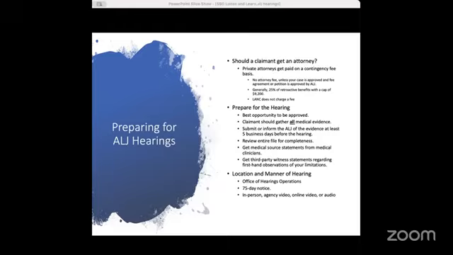You can try to get a private attorney. Private attorneys get fees on what's called a contingency basis. So if they win your case, they're going to get paid from your retroactive Social Security benefits. And they can get up to 25% of your retroactive benefits. That's going to be capped at $9,200.